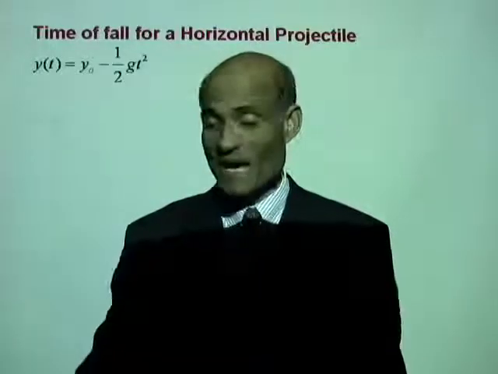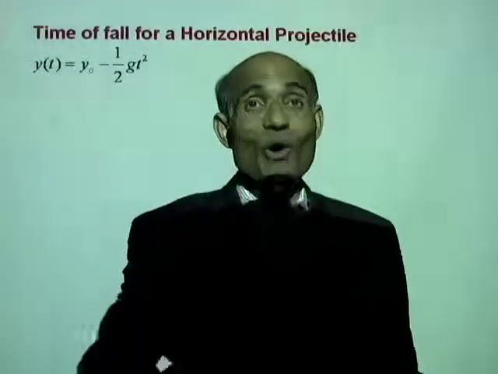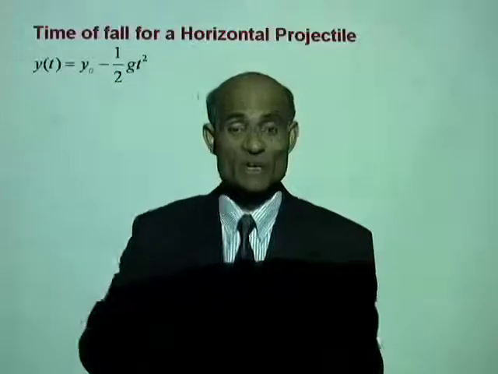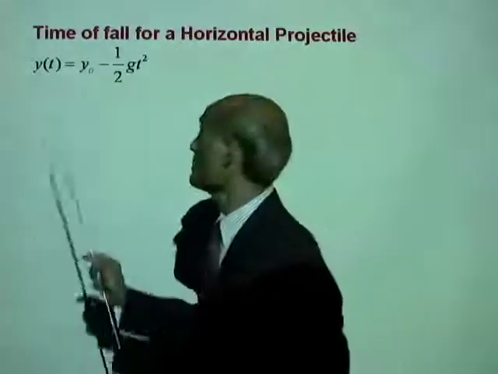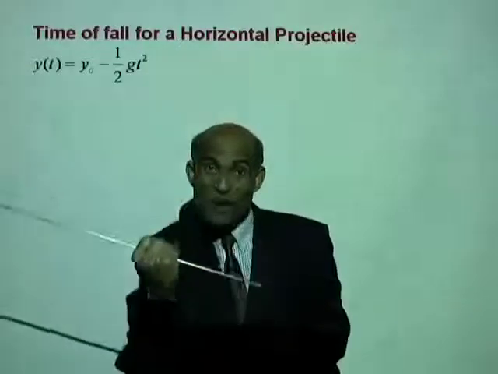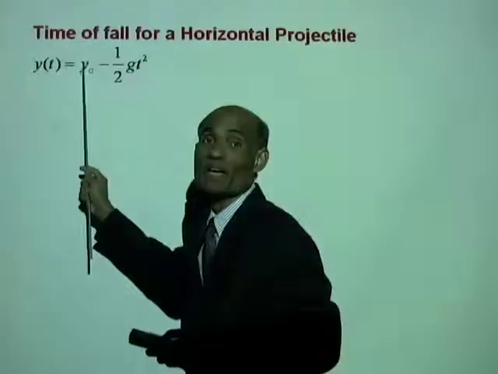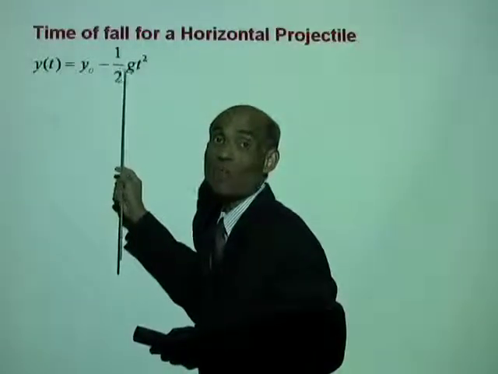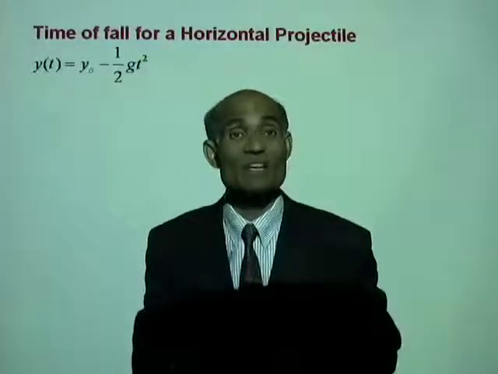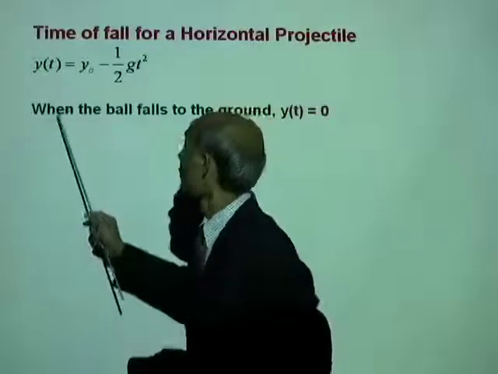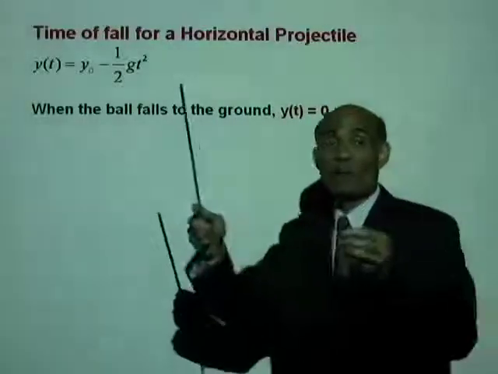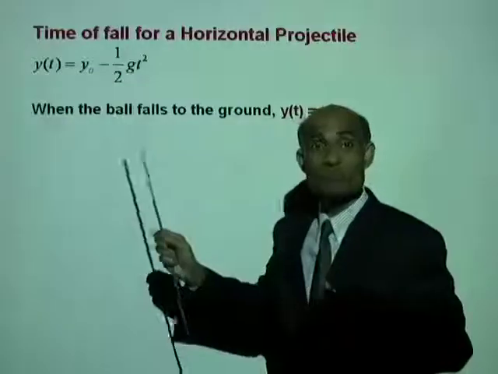We will now obtain an equation for the time of fall of a horizontal projectile. How much time did the projectile take to fall to the ground? Now we will start with its y position function. How does the y position change? y of t equals y0 minus 1/2 gt squared, because the initial y velocity is 0. Alright? Now when the ball falls to the ground, what is the y value? When the ball falls to the ground, the y value will be 0.